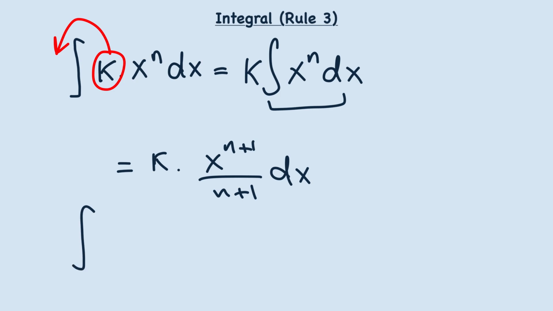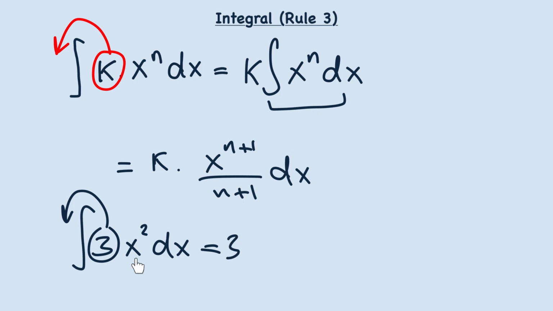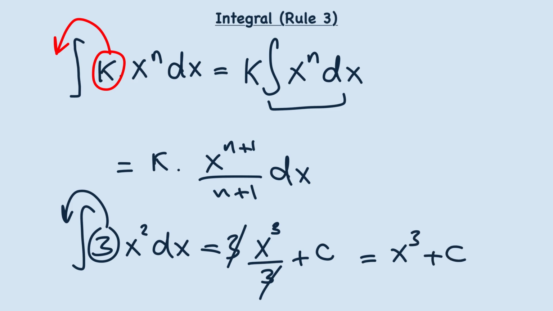Let us take an example. Integral, for example, 3x to the power 2 dx. This equals, I will have to take the 3 out, so I will write 3. Now I have to do integration for x squared dx. Now the integration for this will be x to the power of 2 plus 1, which is a 3, divided by that, plus c. I can cancel this out. So the answer is x cubed plus c.